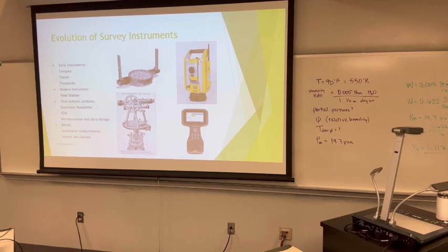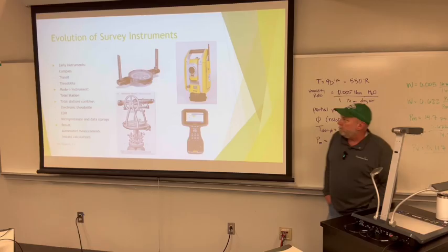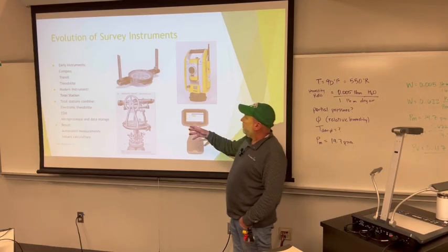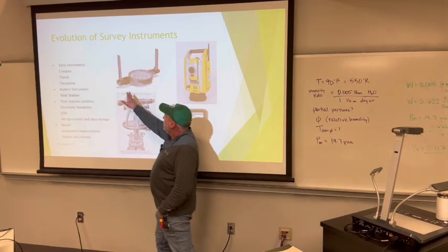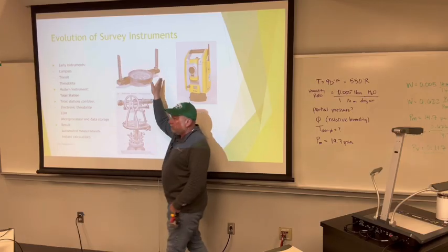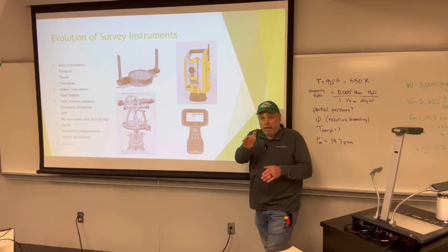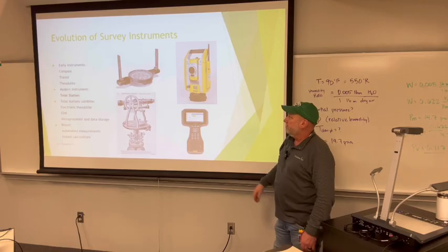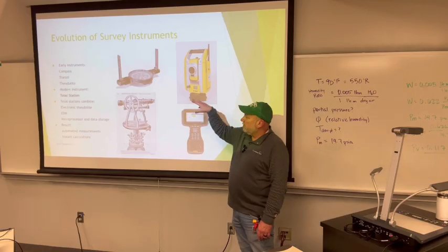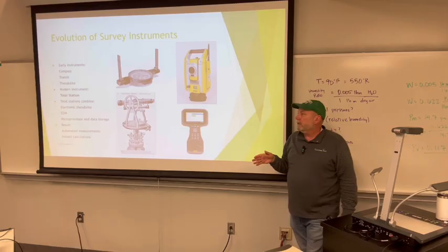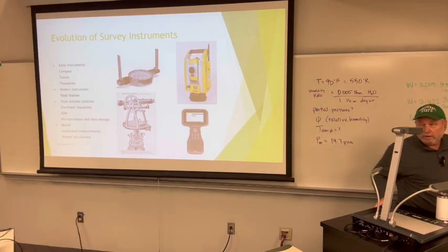So way back when, early survey instruments were the compass, which you see up there in the top left picture. Surveyors would set this up, usually on a single staff, or it could be a tripod. These vanes that stick out on the side are what they would sight, the line that they were observing. With the compass in the middle, they would take a direct bearing reading of that line they were traversing.